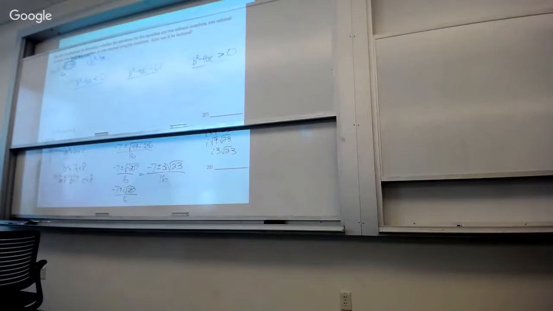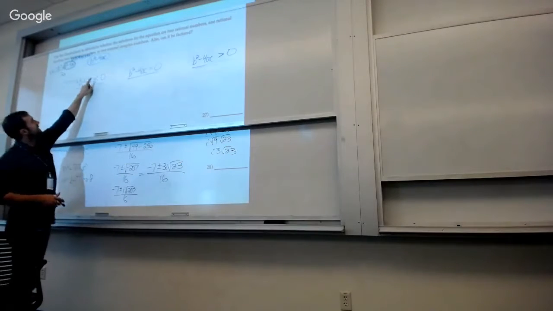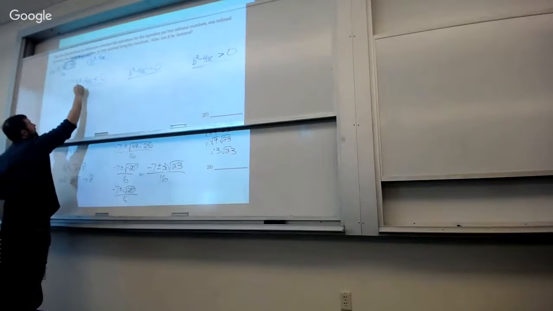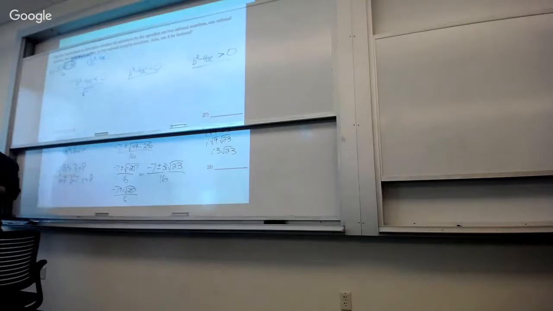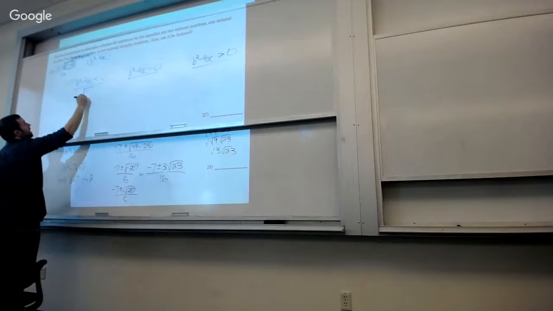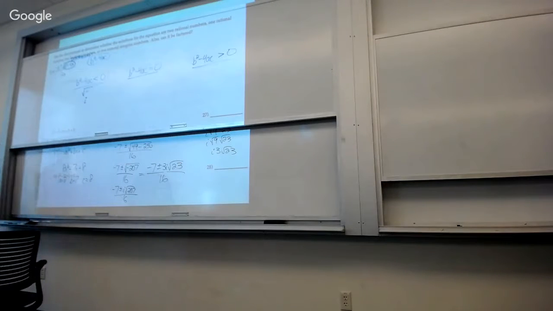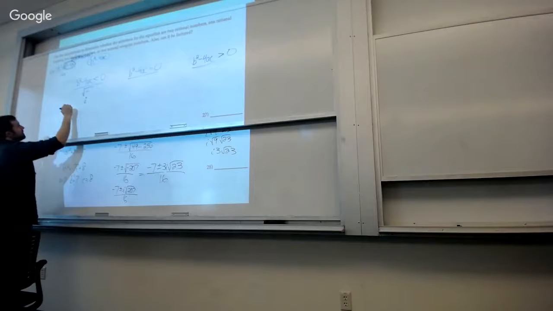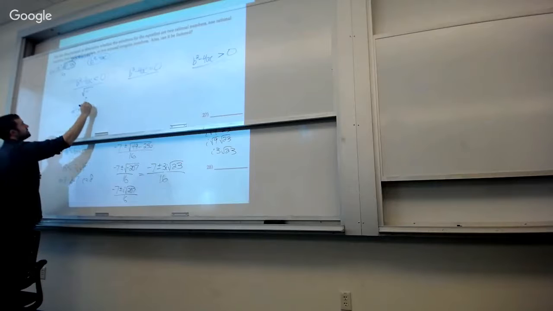So let's follow the chain of reasoning here. If b squared minus 4ac is less than 0, what does that mean we're square rooting? We're square rooting a negative number. Right? If b squared minus 4ac is less than 0, we're square rooting a negative number, which means what? Yeah. It means there's an i in there somewhere, which means there are two imaginary solutions.